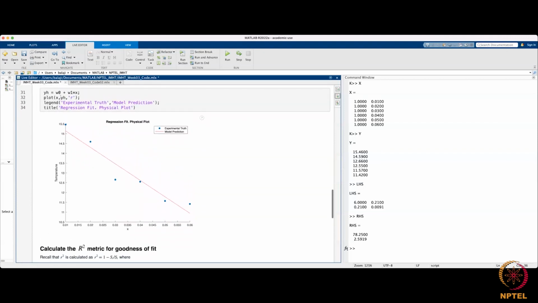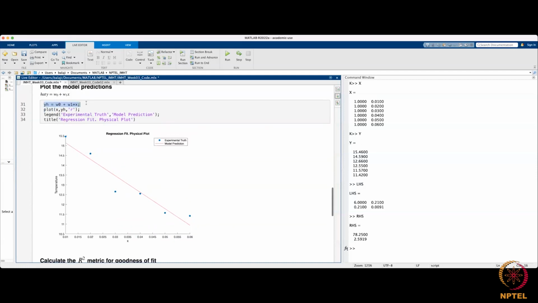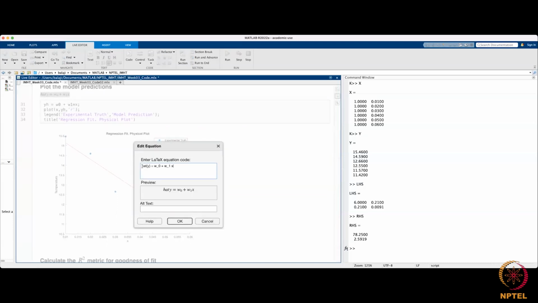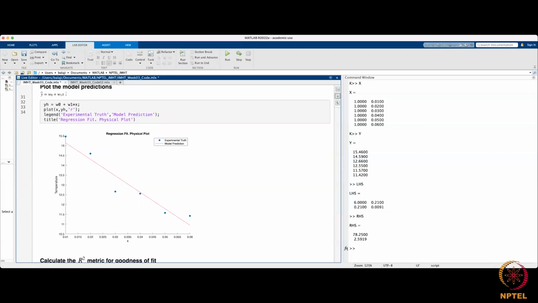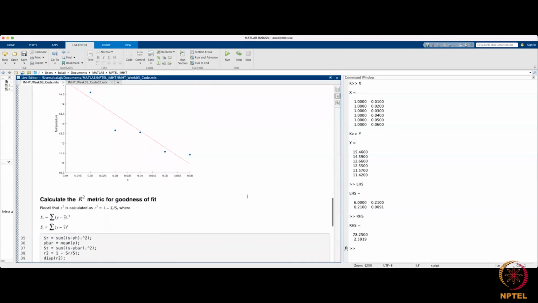So the line here is just plot. Notice this, y hat is our model prediction. I should actually change this so that it looks better. So y hat is w naught plus w1 x, which I have written here. This is the model prediction. And then I have plotted x versus y hat. So notice what is being plotted in a physical plot: x versus y or y hat is what is being plotted here.